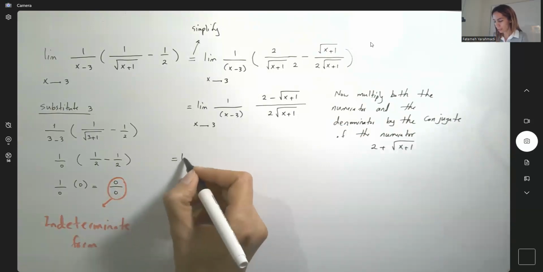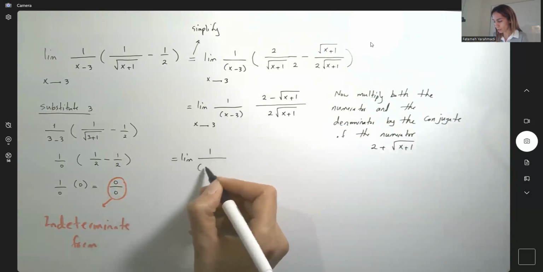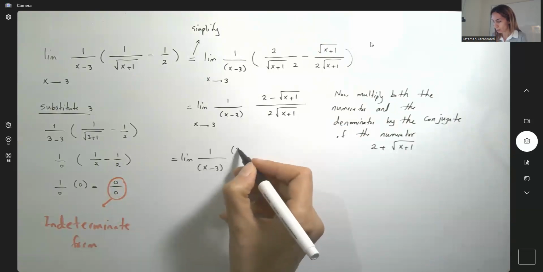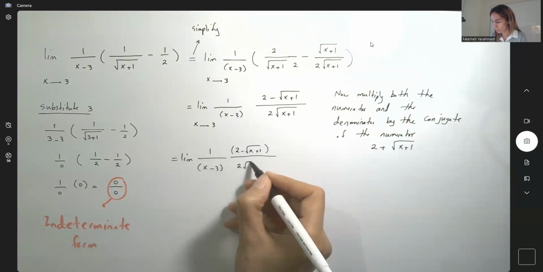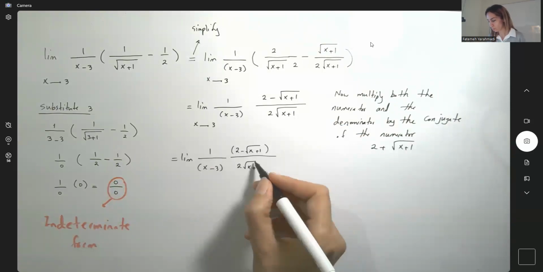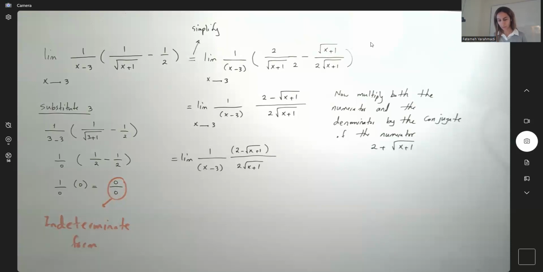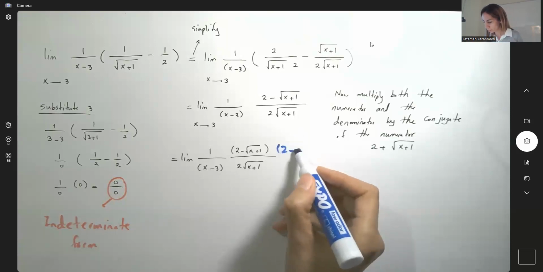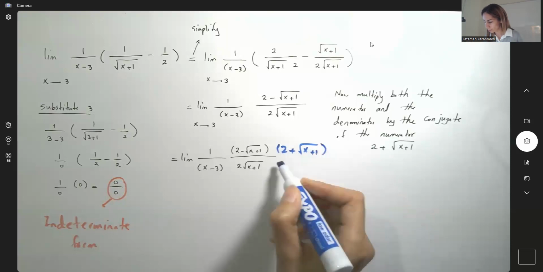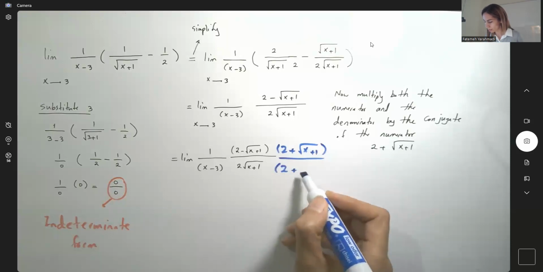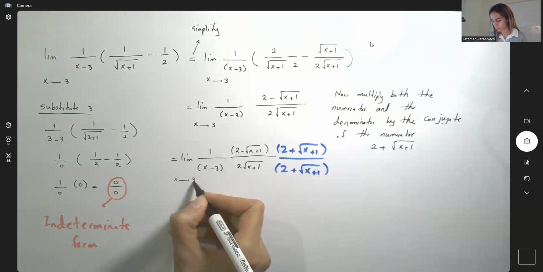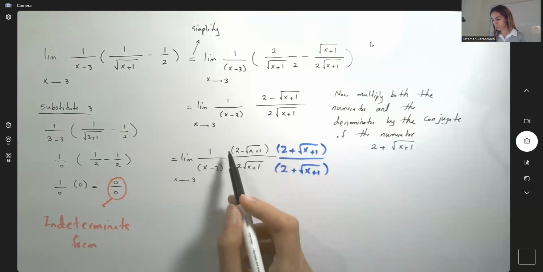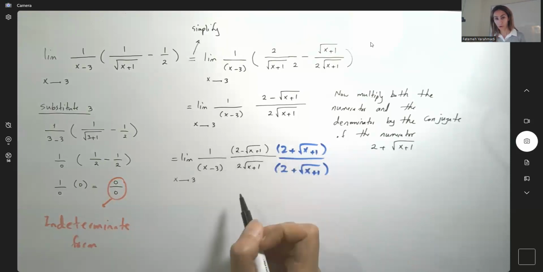So let's see. Here we have the limit 1 over x minus 3 multiplied by 2 minus square root of x plus 1 divided by 2 times square root of x plus 1, and we're going to multiply everything by the conjugate. So I'm going to use a different color. 2 plus square root of x plus 1 divided by 2 plus square root of x plus 1. And we're taking the limit as x goes to 3.